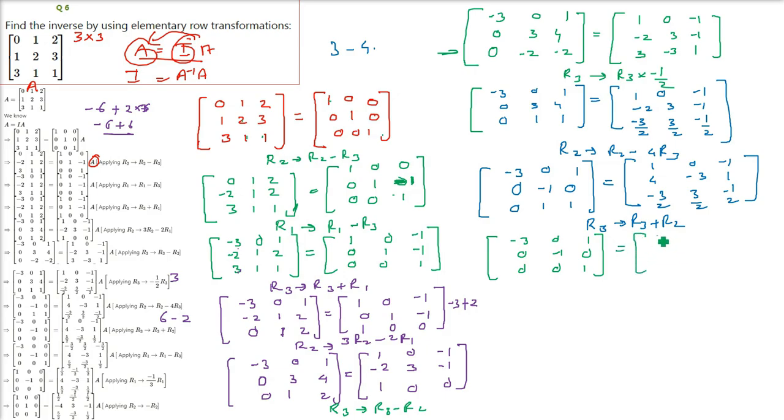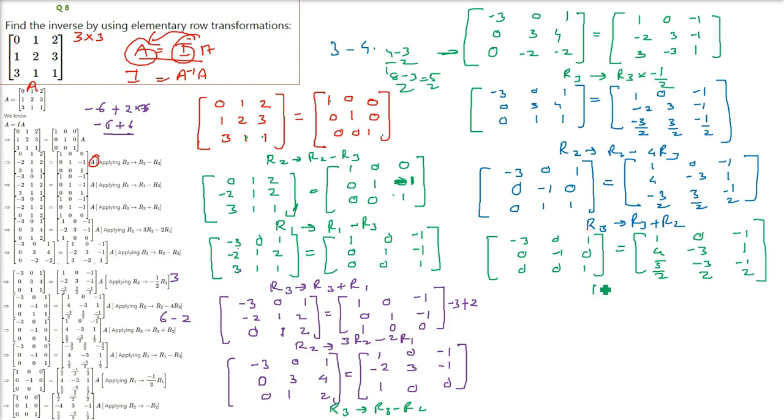Here also row 3 plus row 2. So this is 1, 0, minus 1, 4, minus 3, 1. And I hope you'll be able to add these: 4 minus 3 by 2, and minus 3 plus 3 by 2, and 1 plus minus 1 by 2. So let me just write it here what you are going to get. Actually it is 4 minus 3 by 2, that is going to be 5 by 2. You should only ponder upon the logic. The calculation I hope you'll be able to do.